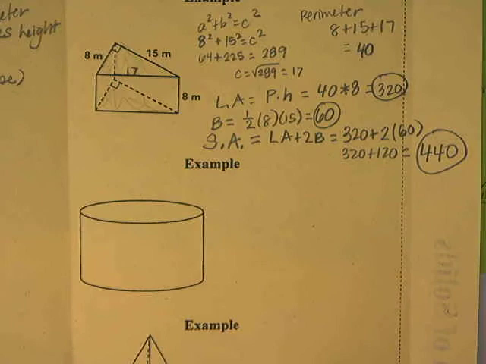Okay, it does sound complicated, but you can do it. You can keep it straightforward: it's the outside plus the top and the bottom. Okay.